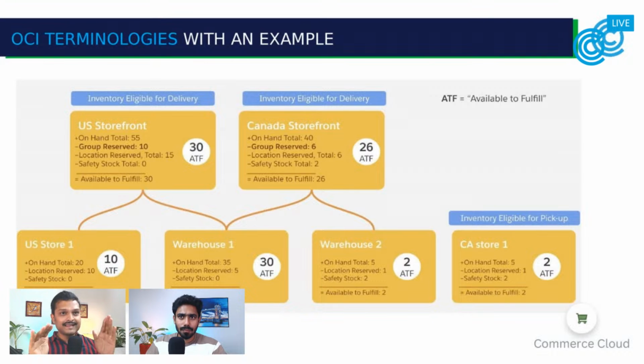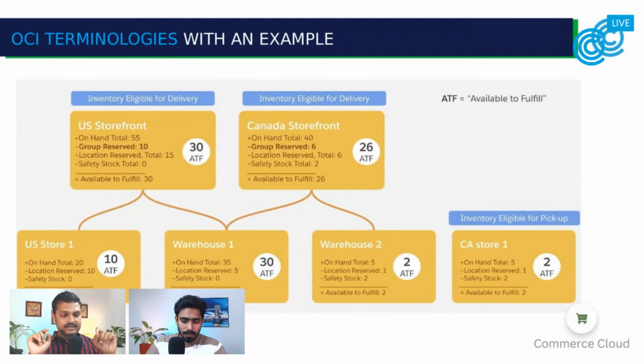BOPIS, buy online, pick up in store. Okay, so CS store 1 is eligible only for buy online pickup in store, but the store is not actually capable of doing shipments. But US store 1, warehouse 1, and warehouse 2, these three are eligible and can do shipments, and that is the reason why they are assigned to the sites.